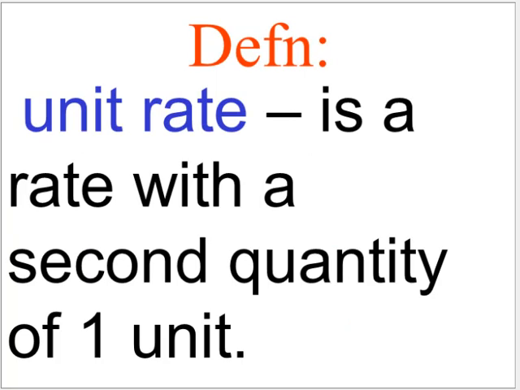The unit rate is a rate with the second quantity of 1. So the last example I gave you, 50 miles over 1 hour, notice how the bottom quantity is 1. So this is considered a unit rate.